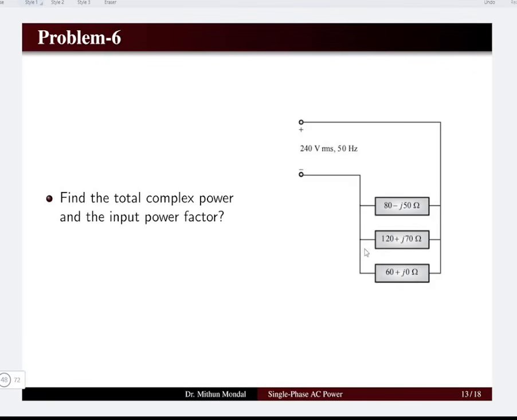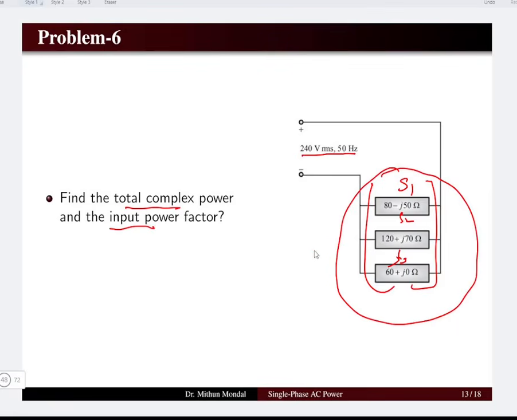Next problem. So there are three complex powers, S1, S2 and S3, which are given in parallel connected load from a source 240 volt RMS 50 Hz. We have to determine the total complex power and the input power factor. So what is the total complex power of these three loads, and what is the input power factor of this source?